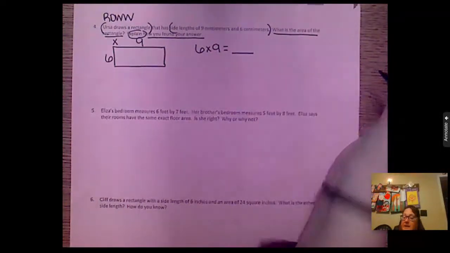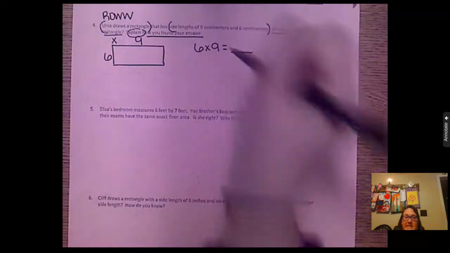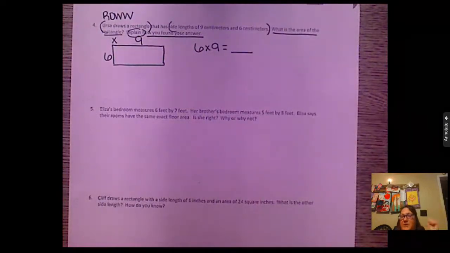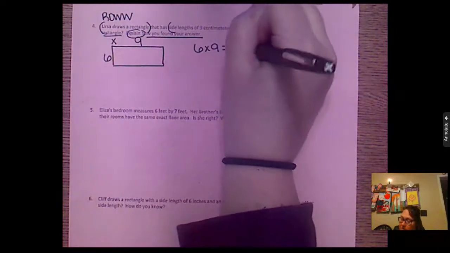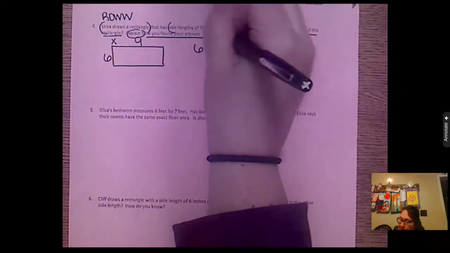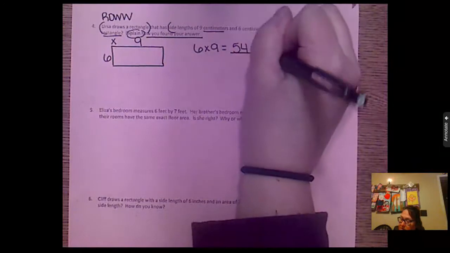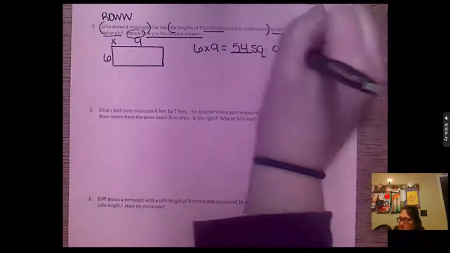Okay, and I'm going to count by 9 6 times to find my answer. So I'm going to do 9, 18, 27, 36, 45, 54, stop. So it equals 54, and it's centimeters, so it would be square centimeters.